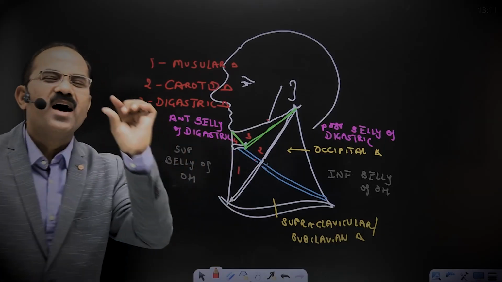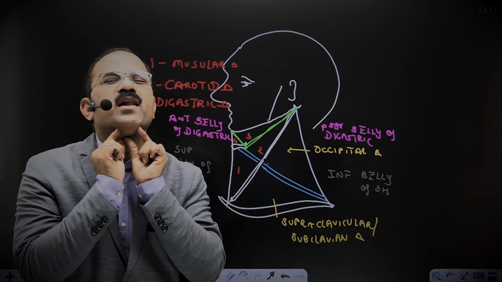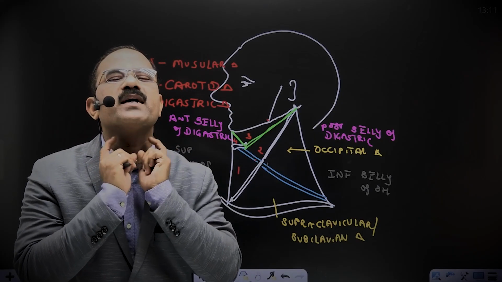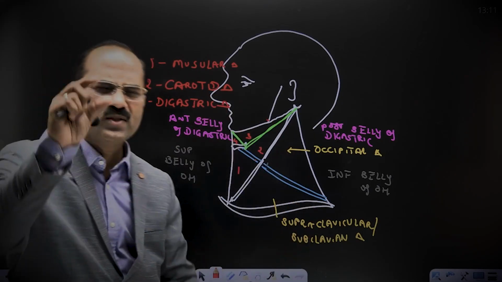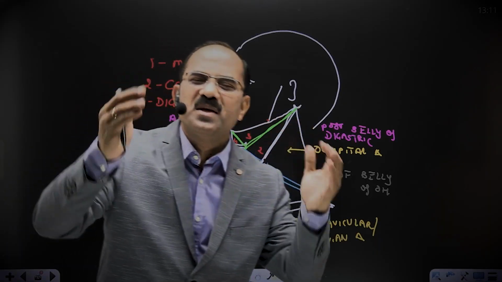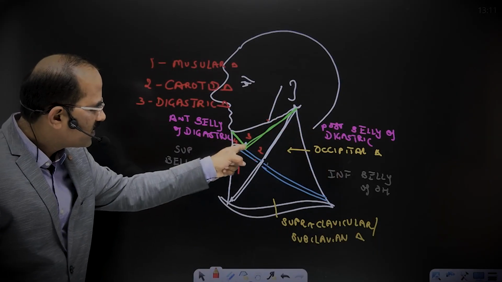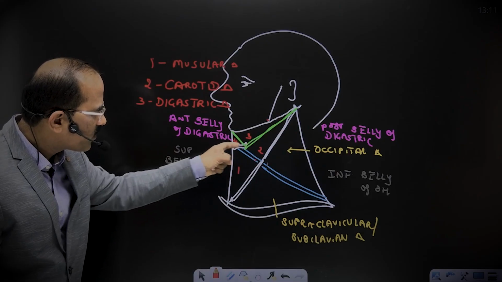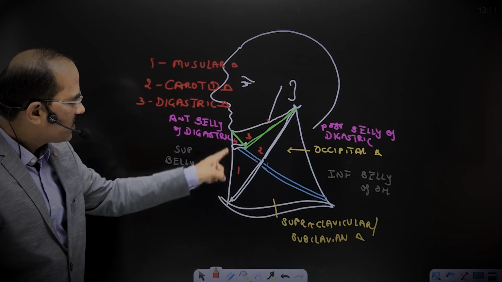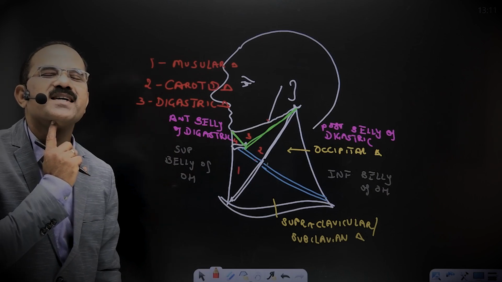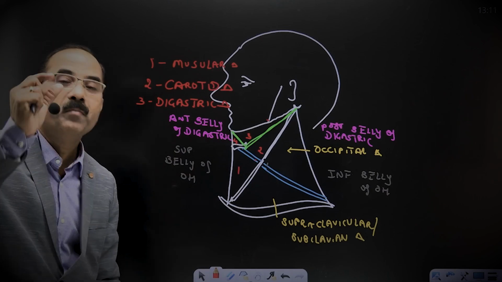Number 4 is half a triangle. A small half triangle here, a small half triangle here. So that becomes a complete triangle. What we are seeing from one side is only half a triangle. What are the boundaries of this triangle? The midline of the neck, the anterior belly of digastric, and the base is formed by the hyoid bone. This lies below the chin. That is the submental triangle.